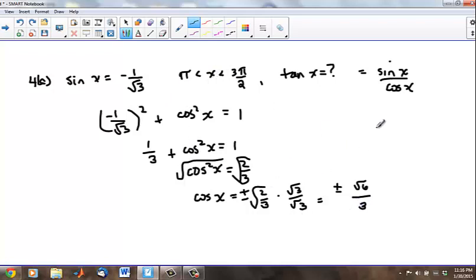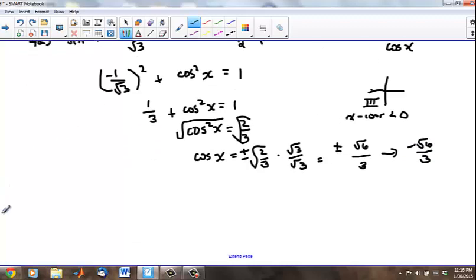So x is in between pi and 3 pi over 2, so that would be in the third quadrant here. Okay, so 180 and 270 degrees. It's in the third quadrant, and in the third quadrant, the cosine is the x-coordinate, and here the x-coordinate has to be less than 0, so we just want the negative square root of 6 over 3. Okay, so if that's equal to cosine of x, we want to know what tan x is.